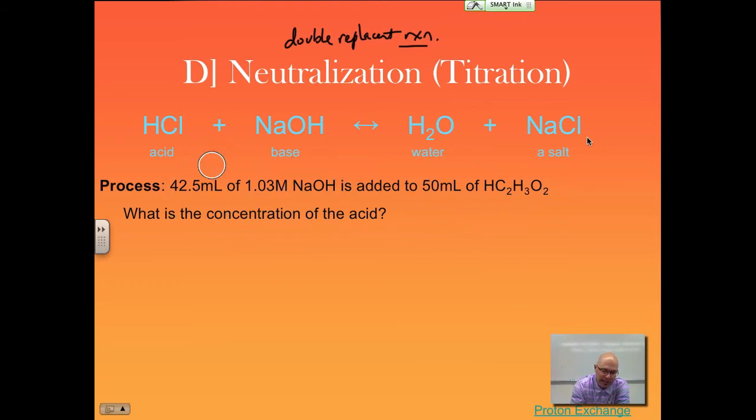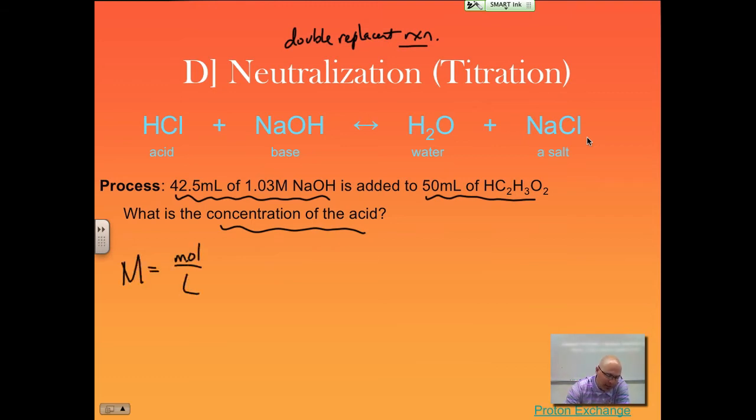So here's the idea. If you're given an amount, like 42.5 milliliters, and a concentration of 1, notice I'm solving for the concentration of the other, okay? Here's the idea. I think if you kind of have a roadmap with this, it's a little bit easier. I'm going to give you the idea. We're going to use the fact that we know the molarity formula. Molarity is moles per liter.